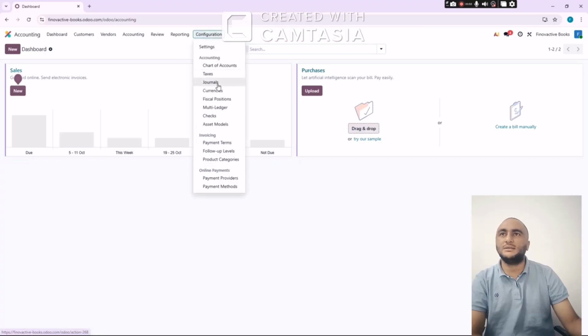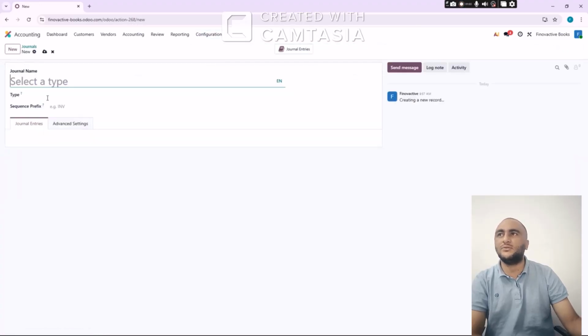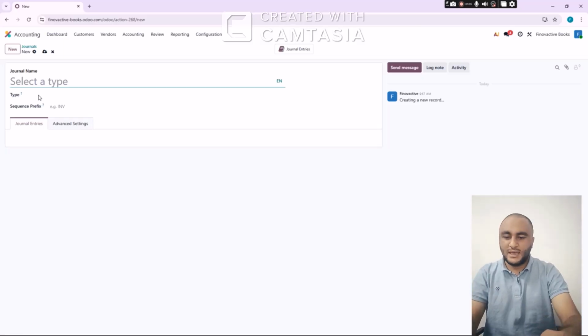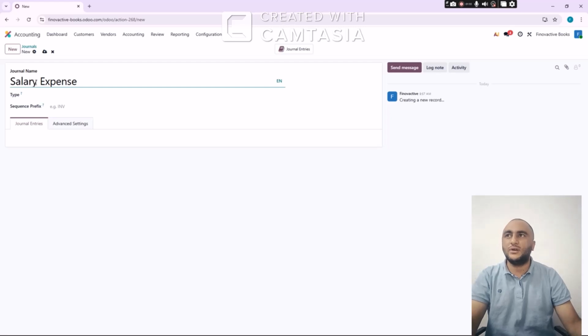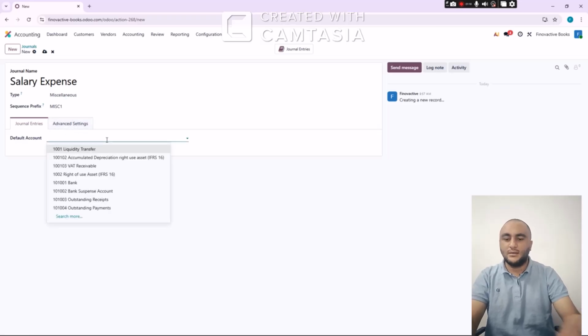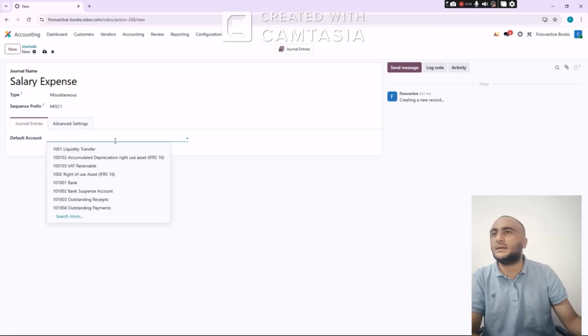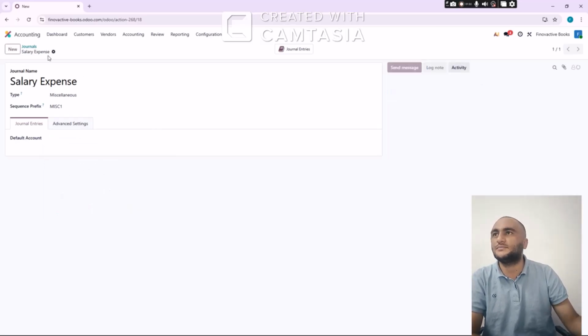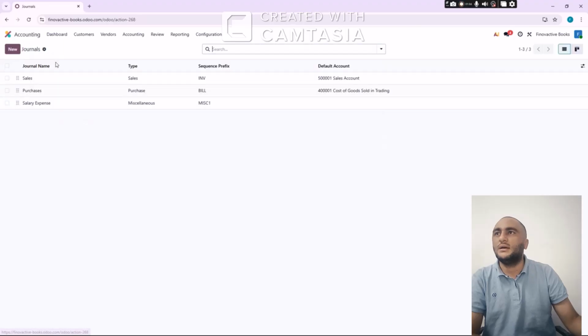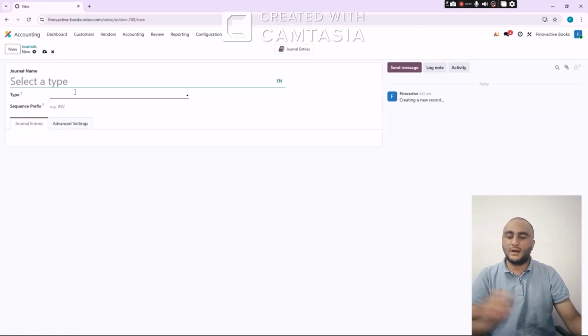I want to add more journals, like our company does sales, does purchases, pays salary, and I want to track salary in a separate journal. So you have to enter that it's miscellaneous operation and default account. You can select or you cannot select. If you select, salary expenses we have to select. But if you don't select, then it will not be an issue.